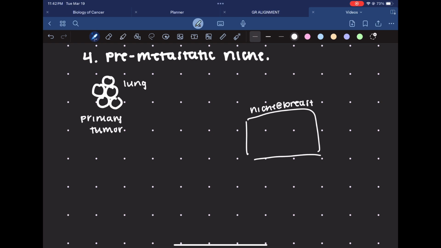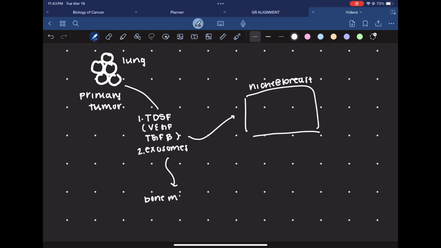So before our tumor cells even exit the primary tumor, our primary tumor is sending factors. And they send a couple different things. They send tumor-derived secreted factors, which can include things like VEGF, which is promoting angiogenesis. It can also include TGF-beta. And it's also going to send exosomes, which are going to be these bubbles of DNA and RNA and proteins. So these are our two things that we're sending out into the body. And these are going to go to our secondary site. And they're also going to go to the bone marrow. And the bone marrow is where most of our immune cells are going to be created. So by sending these factors to the bone marrow, we're impacting the immune cells that are going to be produced.